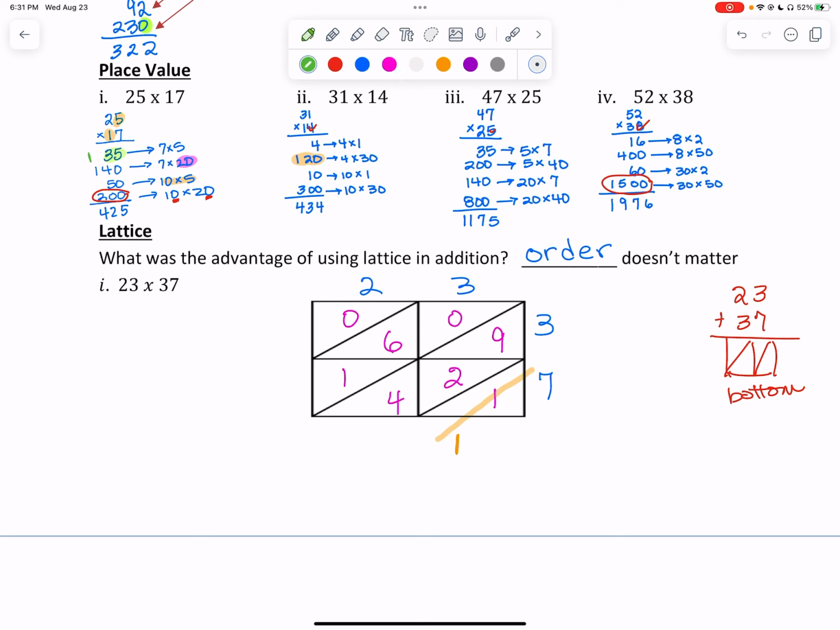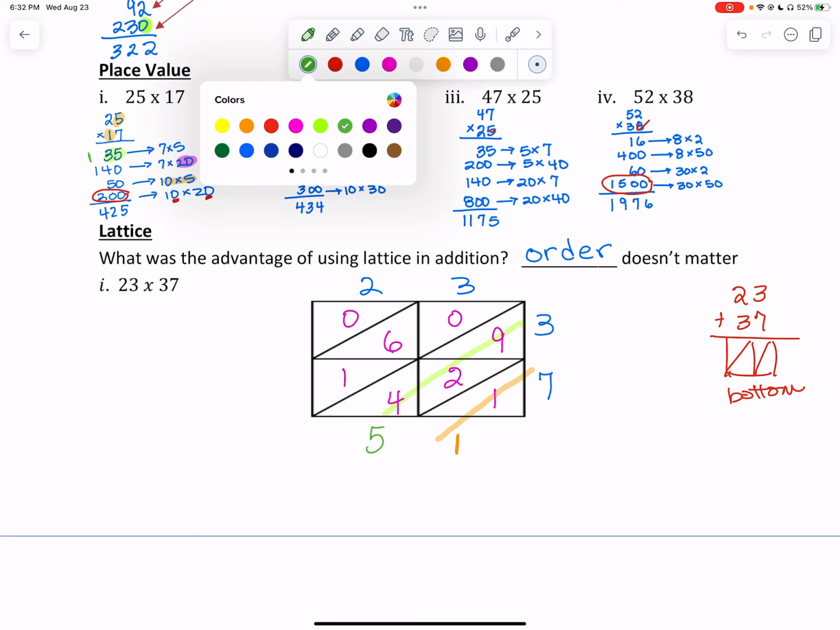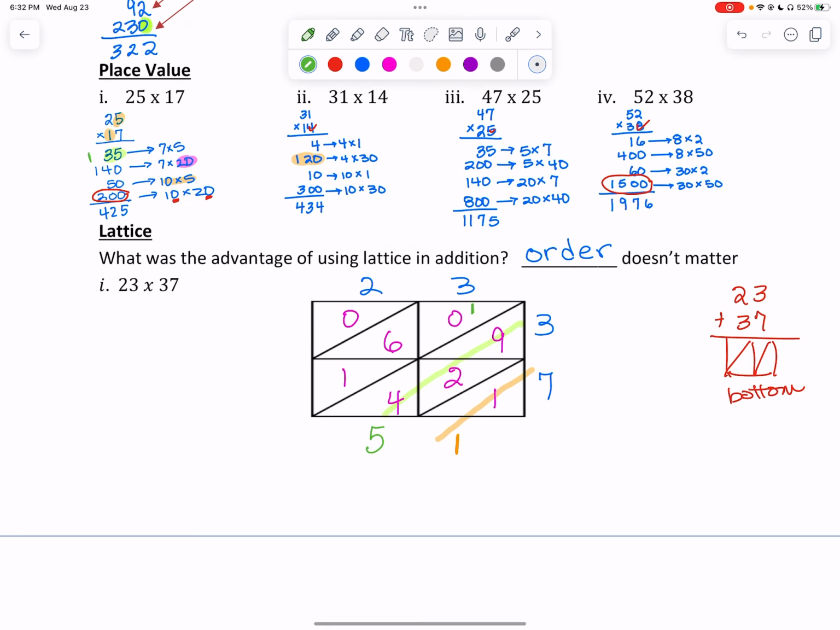Now let's go diagonally this way. Okay, so when I add that together, 9 plus 2 gives me 11, plus 4 more gives me what, 15? So I'm going to write 15. I'm going to put the 5 here, and I'm going to put the 1 up there. So you can think of it, I hate to say carry the 1 because we're not saying that anymore, but we're regrouping, okay, and trading.